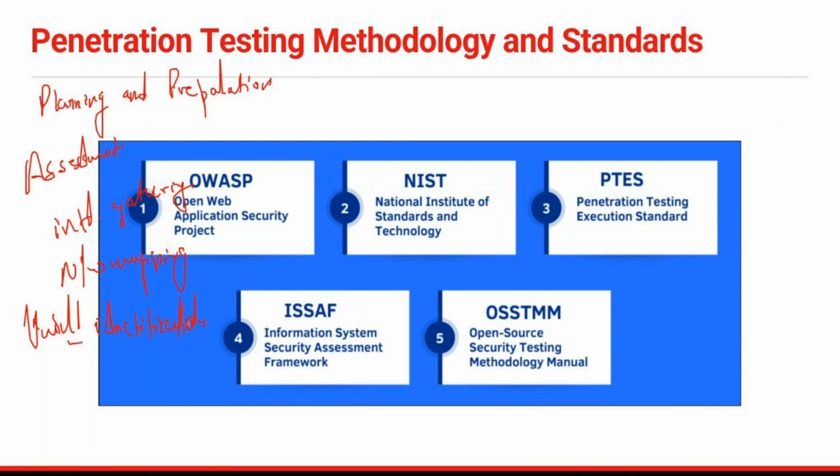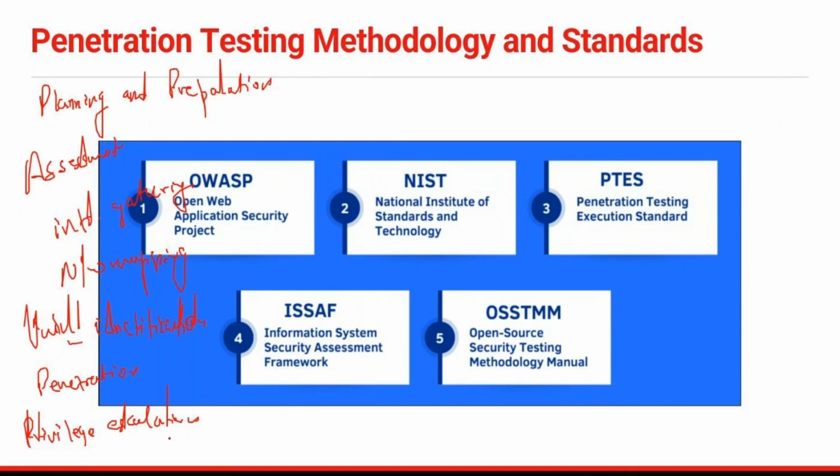Now, vulnerability identification means detecting the security weaknesses in the target systems, right? Once you have detected the vulnerability, then you have penetration. So penetration means attempting to bypass security measures and gain unauthorized access. Then privilege escalation. So obtain administrator level privileges on the target system.